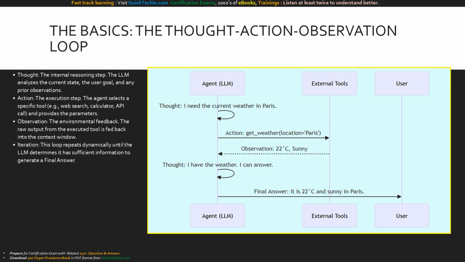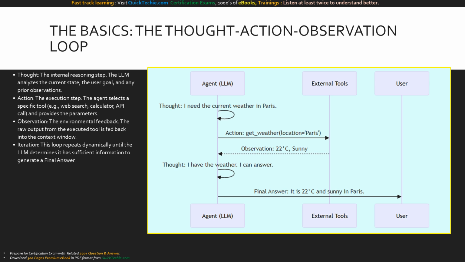Third is the observation. The application executes the tool and injects the raw result, say, $150 per share, back into the LLM's context window. The agent then starts a new thought based on this observation. This loop repeats as many times as necessary until the agent is confident it can synthesize a final, accurate answer.